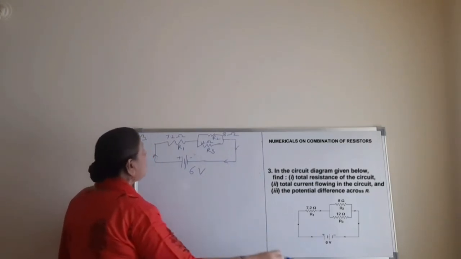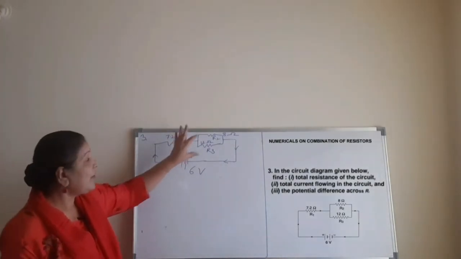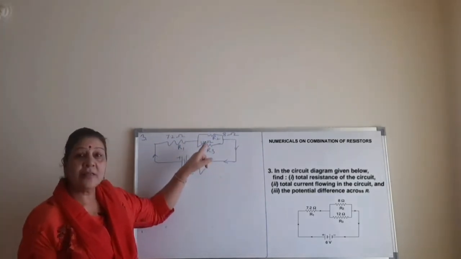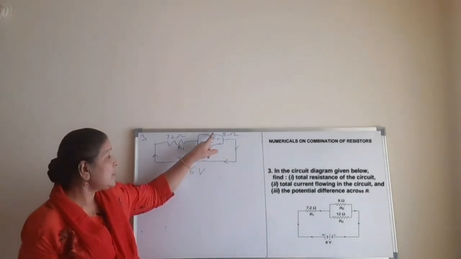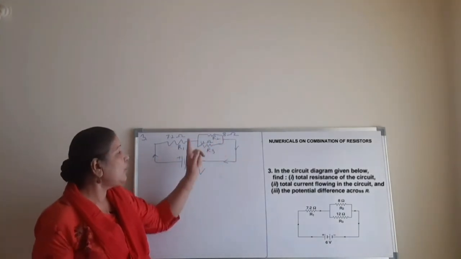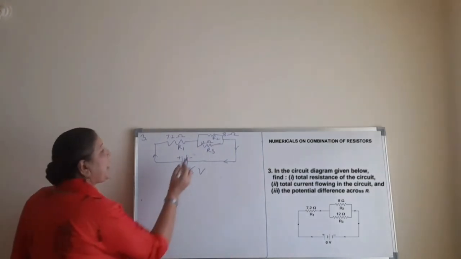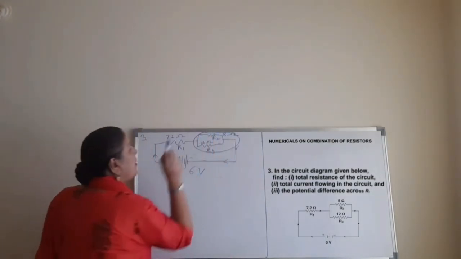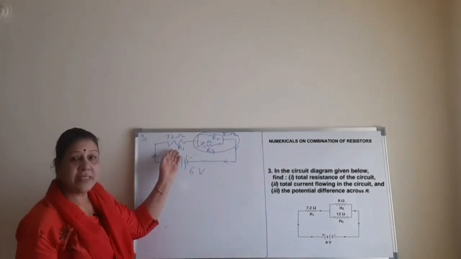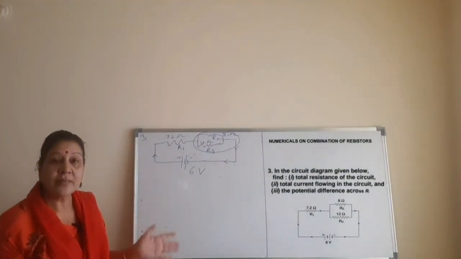So first, total resistance. See, R1 is connected in series with the combination of these two. So first I'm going to find the resultant or the net resistance of these two resistors which are in parallel to each other. You can see these two, 8 ohm and 12 ohm, are in parallel. Then whatever it comes, that will be in series. That will be my total resistance of the circuit.